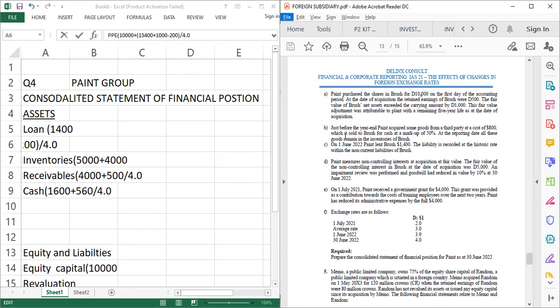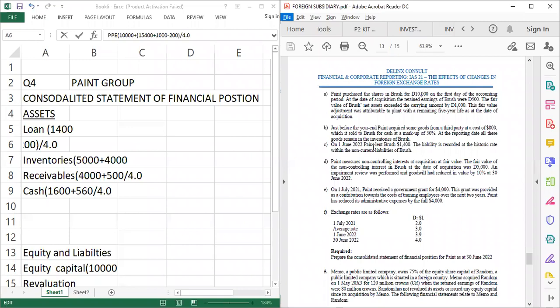Do you have any information that will affect the net asset again? I don't think so. Just before the year end, Paint acquired some goods from a third party at a cost of 800, which it sold to Brush for cash at a markup of 50%. At the reporting date, all these goods remain in the inventory of Brush. Okay, on June, Paint lent Brush 1,400. The liability is recognized at a historical rate within the non-current liabilities of Brush. Let's eliminate this before.